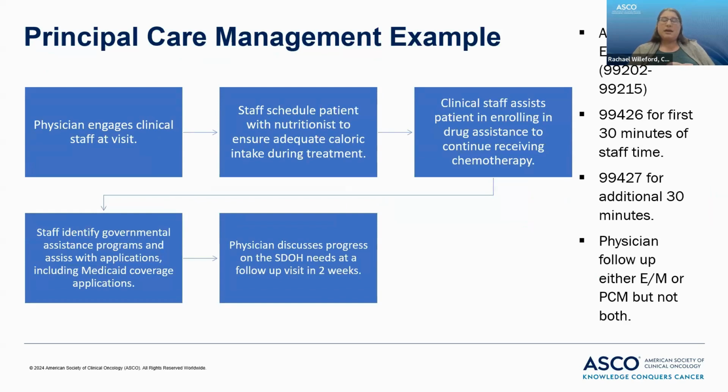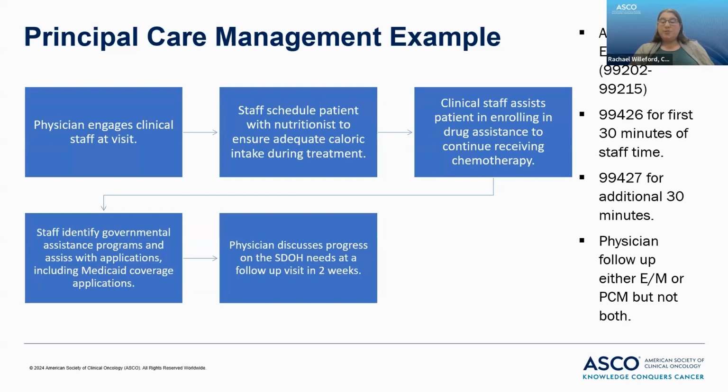So in our example here, we have a patient who was diagnosed with colon cancer and is undergoing biweekly chemotherapy. Their treatment is causing significant nausea and vomiting as side effects. And because of reduced work hours, the patient's having a hard time with medical bills. So the physician talks to clinical staff within their practice to assist the patient to ensure that the patient adheres to treatment. So in this example, clinical staff is going to coordinate with a nutritionist because of the nausea and vomiting to ensure that the patient has adequate caloric intake during treatment. And the nurse may also assist with enrollment applications for assistance programs due to financial issues.